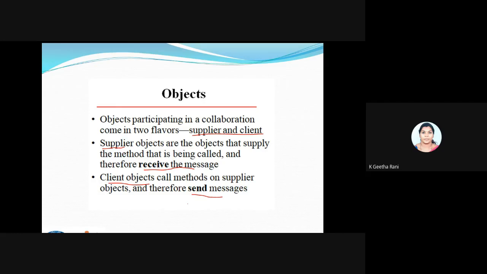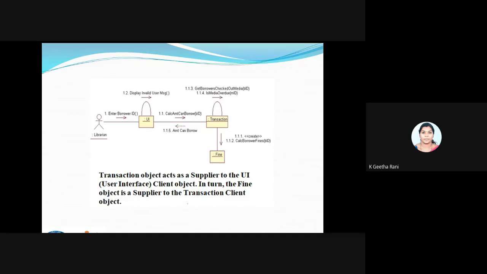You'll see the representation of an object in this collaboration diagram. I have a small example here. I'm just talking about the representation, not the concept, of how we are drawing it. You can see I'm using an actor, and three objects: UI, transaction, and fine. Inside the objects, I'm using a colon UI, which tells me I'm using a class name. So colon UI, then colon transaction, and colon fine. These are my class names.